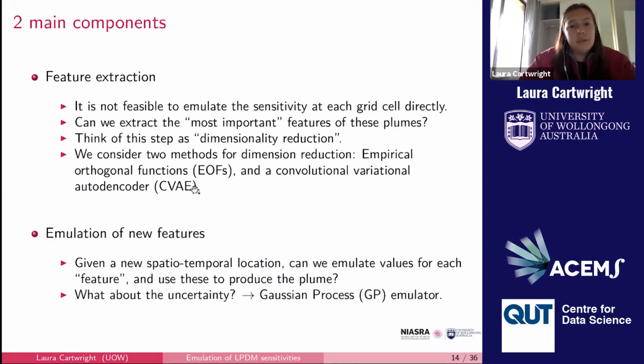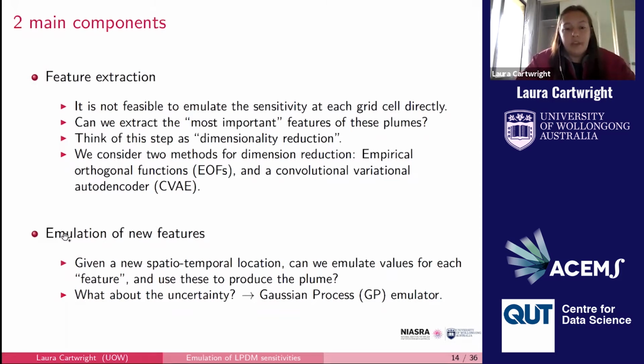To do this, we consider 2 different methods for dimension reduction. We use empirical orthogonal functions, which, if you haven't heard of those, are like principal component analysis. It's the spatio-temporal equivalent of that. And we also went a bit crazy and used a convolutional variational autoencoder, which was really cool. So that's our first piece: can we reduce the dimension down?